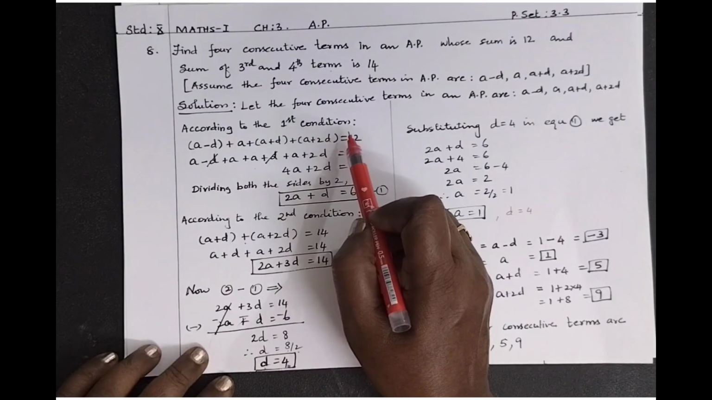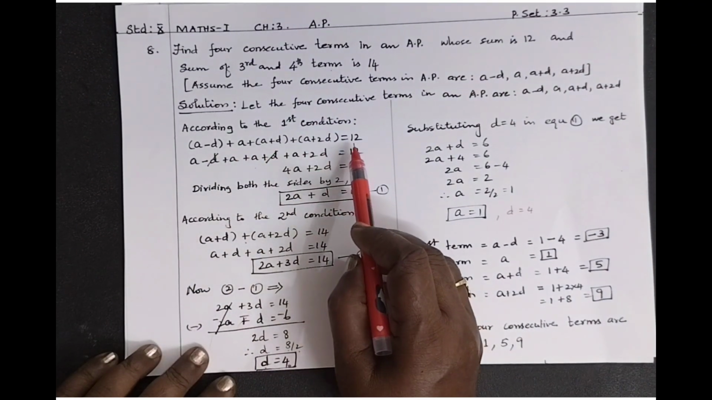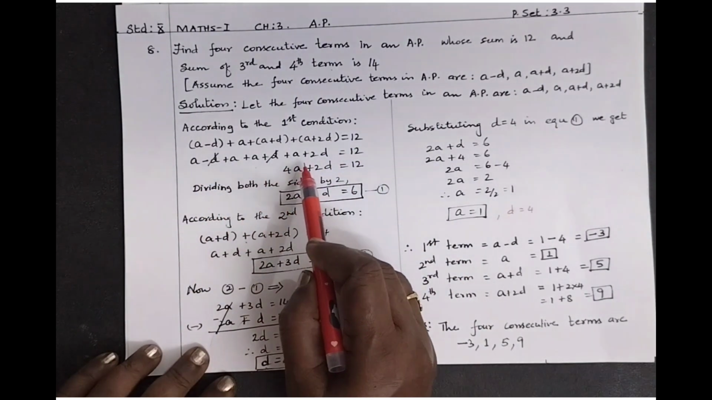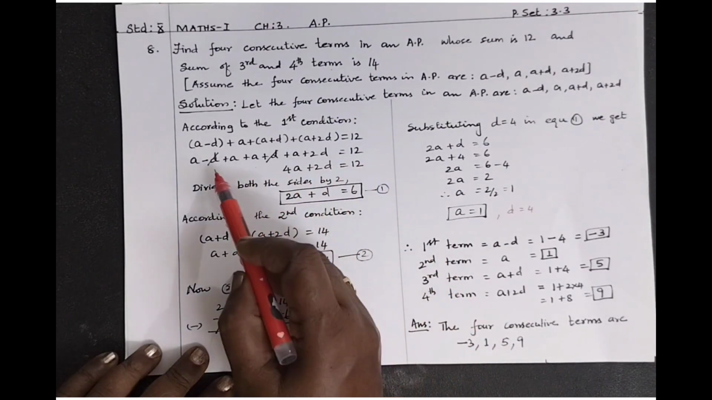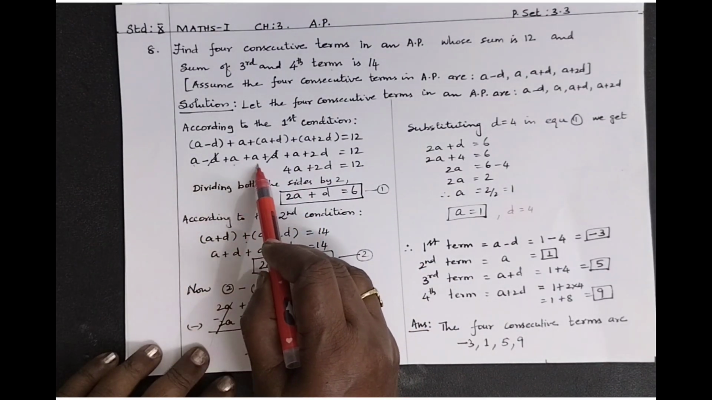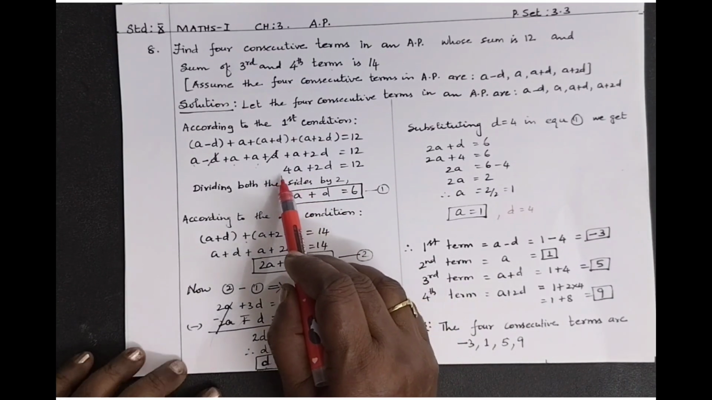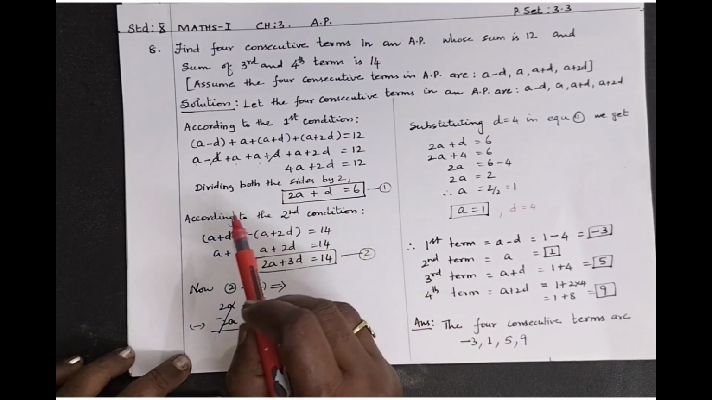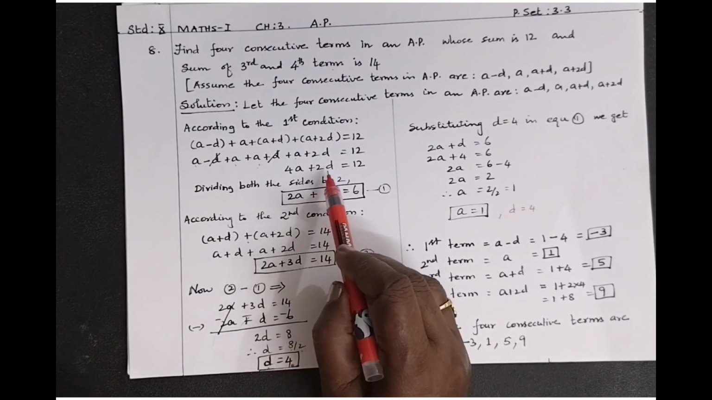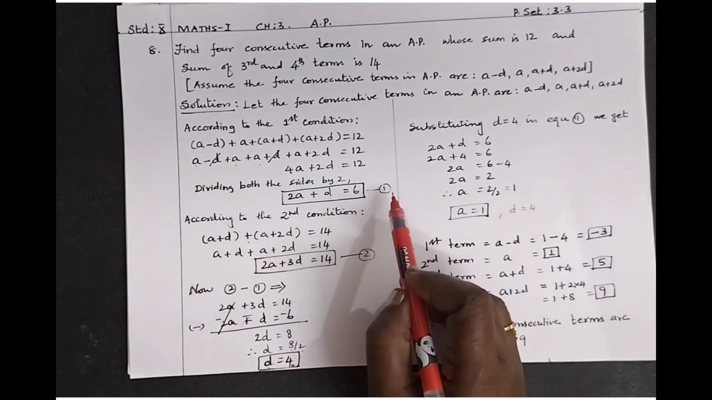According to the first condition, the sum is 12. So, a minus d plus a plus d plus a plus 2d is equal to 12. Open the bracket. Let us cancel this minus d and plus d. So, we get a plus a, that is 4a plus 2d, which is equal to 12. Since all are divisible by 2, let us simplify this equation. So, this is 2a plus d, which is equal to 6.